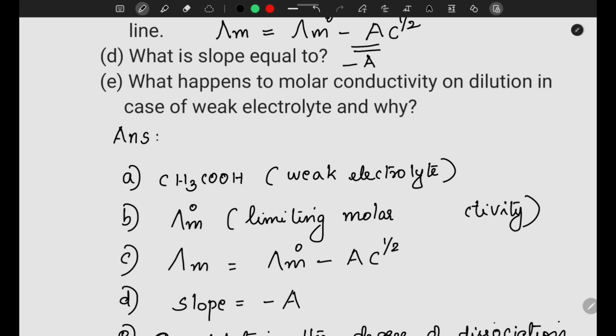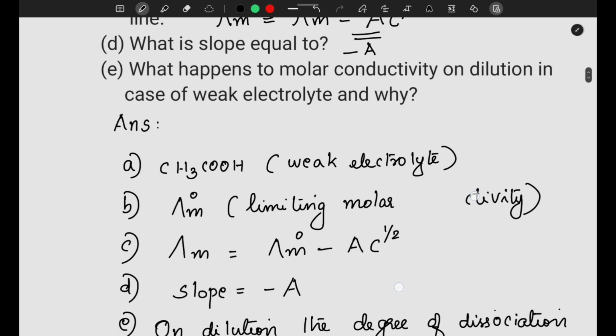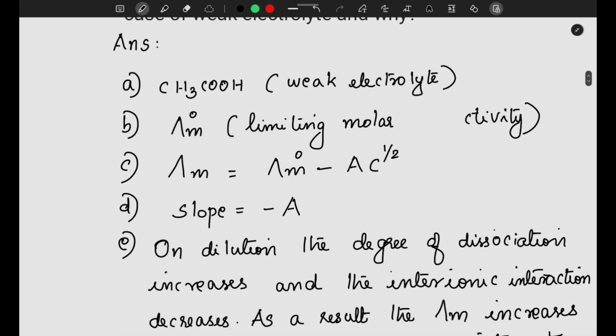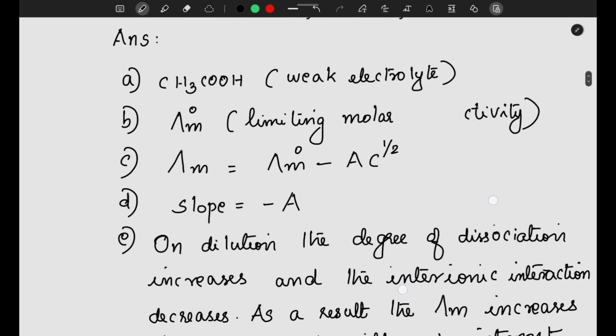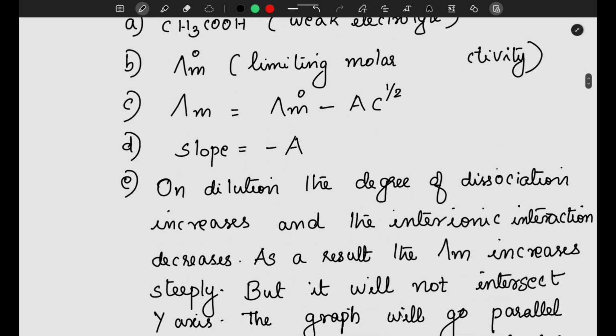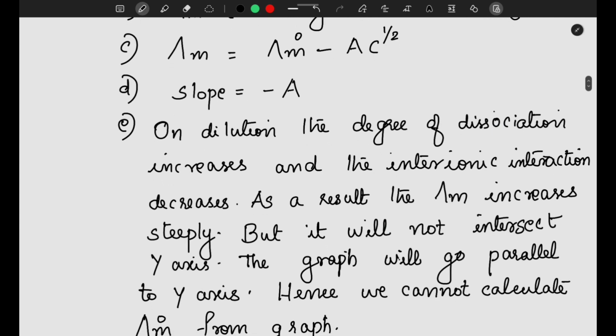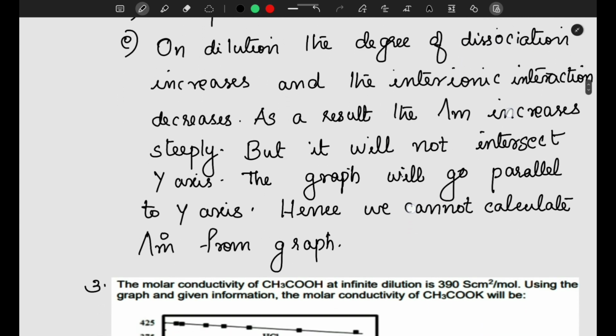What happens to molar conductivity on dilution in the case of a weak electrolyte and why? On dilution, for a weak electrolyte, the degree of dissociation increases. So the number of particles increases with the dilution, and also the interionic interaction decreases and the mobility of the ion increases. So the molar conductivity increases steeply with the dilution. But the graph is going parallel to the y-axis and it will not intersect the y-axis. So we cannot calculate the limiting molar conductivity from the graph.